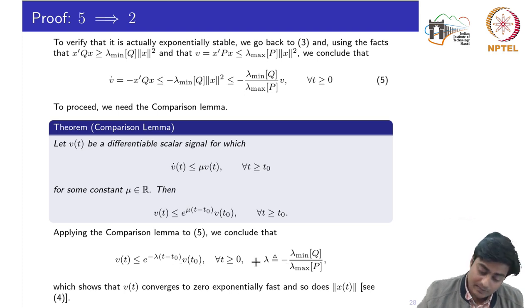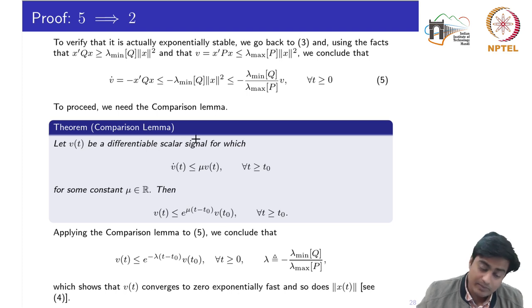Now, V of t is less than this part, which is nothing but the definition of exponentially stable systems, which shows that V of t converges to 0 exponentially fast, and so does the norm of x of t. First of all x of t is bounded, and now we have proved that V, which is in terms of the signal x, is exponentially stable. If V is exponentially stable, then x should definitely be exponentially stable.